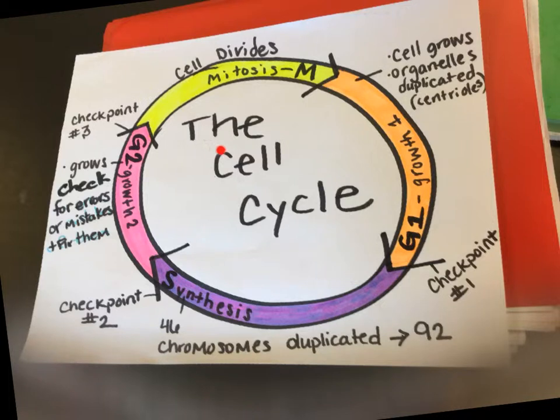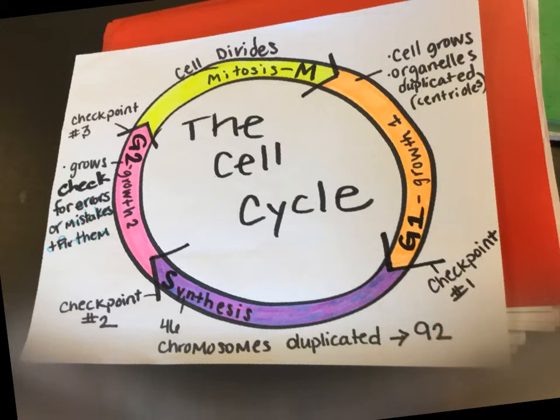This is the cell cycle. In the cell cycle, it comes in 4 different phases, but in 3 different checkpoints. The first phase is growth 1, also known as G1. It's where the cell grows and the organelles duplicate. Then you will reach checkpoint 1. The second phase is synthesis, which is when it has 46 chromosomes and is duplicated to 92.